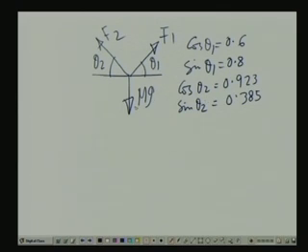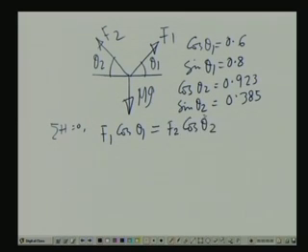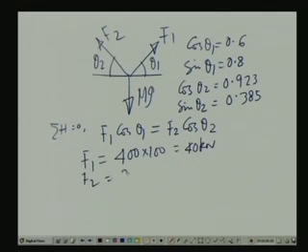Now, if we take the summation of horizontal forces as 0, that gives us F1 cos theta 1 equals F2 cos theta 2. It has been indicated that the maximum tensile stress the wires can withstand is 100 MPa, and the cross sectional areas of these two wires are given. Thereby, if we compute, F1 is area times stress, which equals 40 kilonewton, and F2 thereby equals 20 kilonewton.